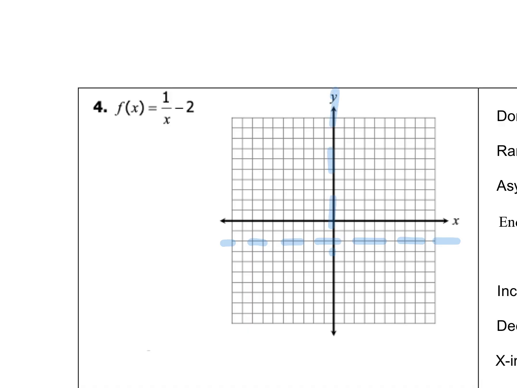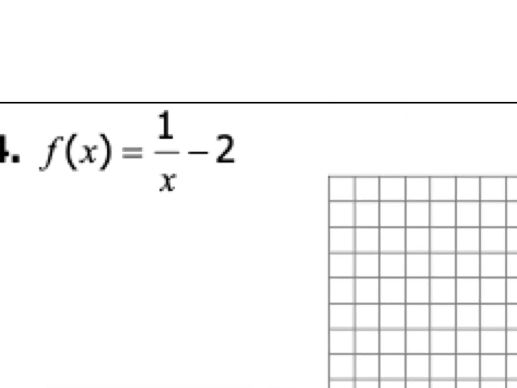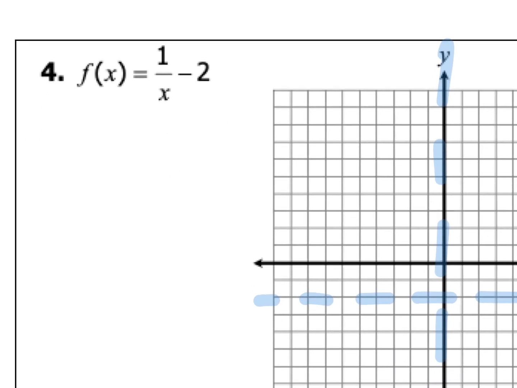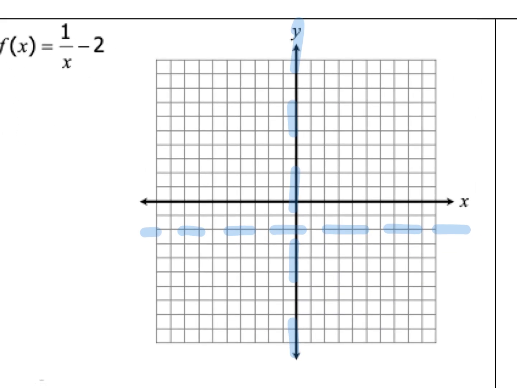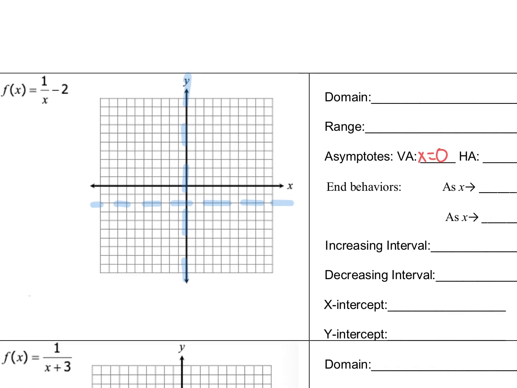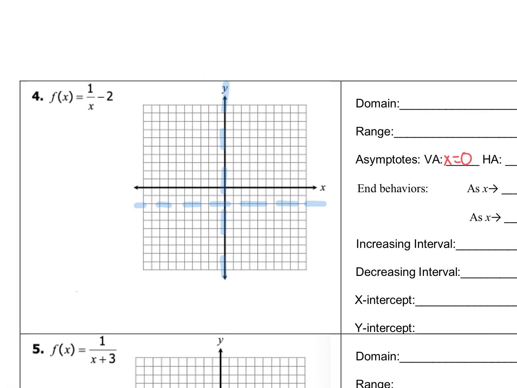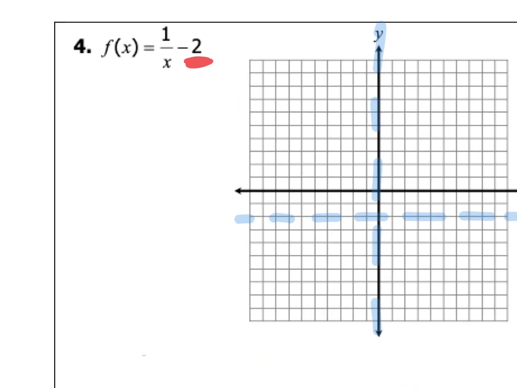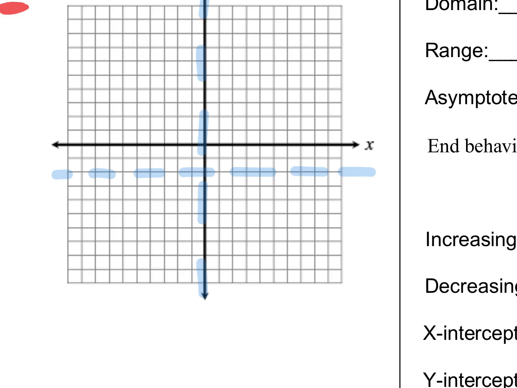Okay, so guys, look. Notice how h, which is always on the bottom with the x, is there an h written right there? No, so that means h is 0. x equals 0 is my vertical asymptote, same as the parent function. And then the horizontal is always k. Do you notice how k is negative 2 there?